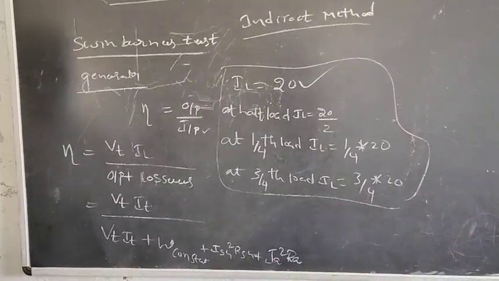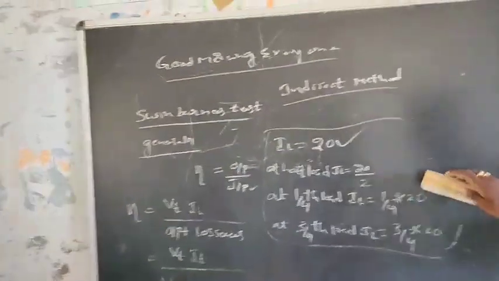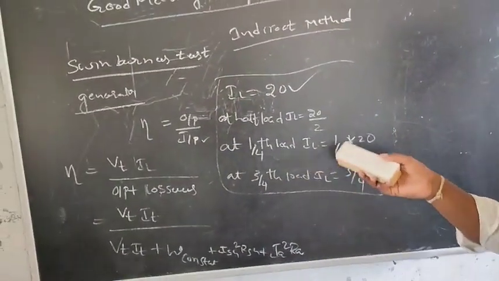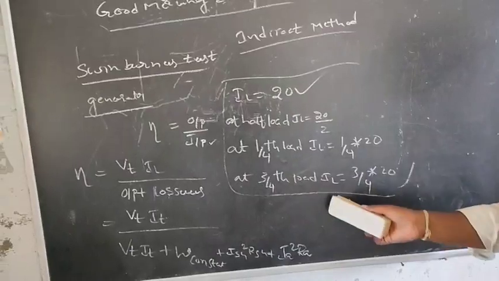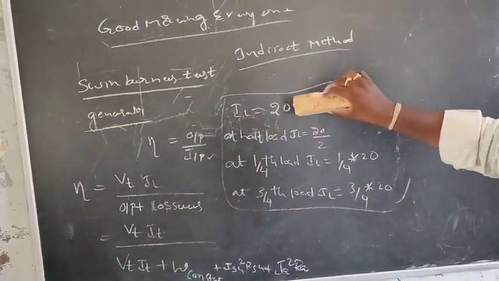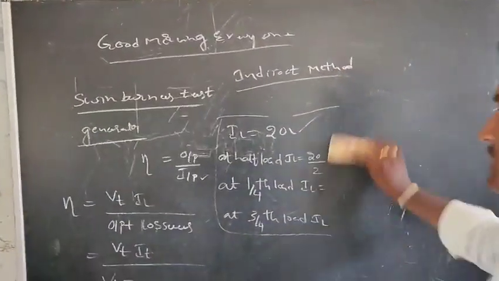So next, motor efficiency. This is also common. In case they ask to determine the efficiency at half load, it means half into that current. Determine the efficiency at 3/4 means 3/4 into that current. Here I am taking the example of 20. You can take it.